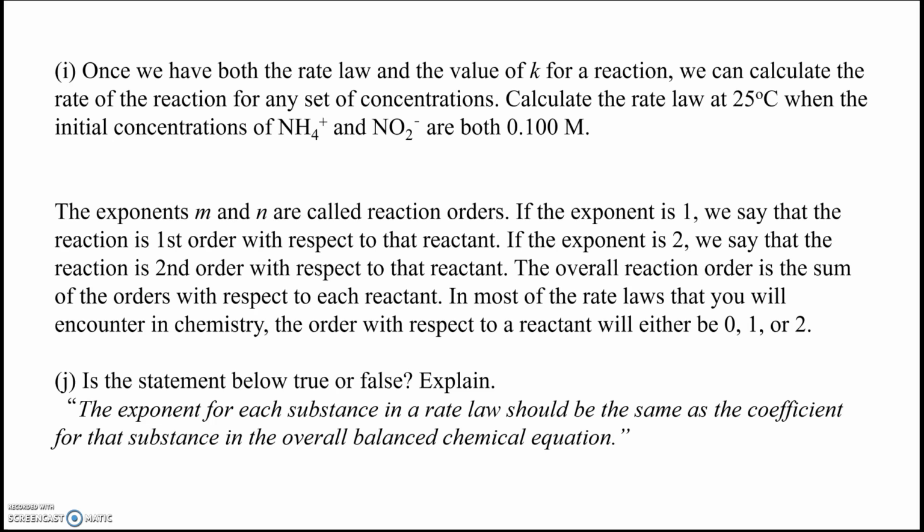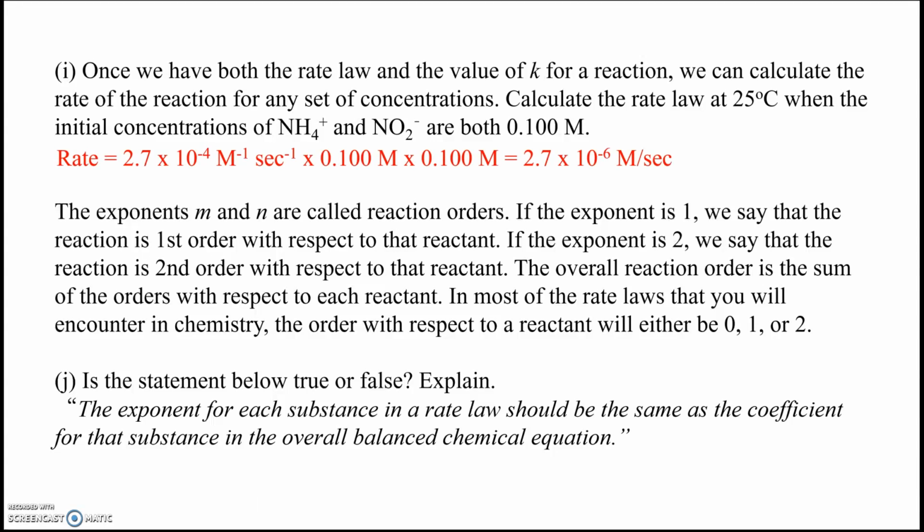Now, once I have that data, I can plug that back in, and now I can compute the rate at any concentration. So the problem asks us to compute the rate when both ammonium ion and nitrite ion are 0.100 molar. So I plug this in, 2.7 times 10 to the minus 4th times 0.1 times 0.1, and I get 2.7 times 10 to the minus 6 molarity per second. That's my rate because now I have the rate constant.